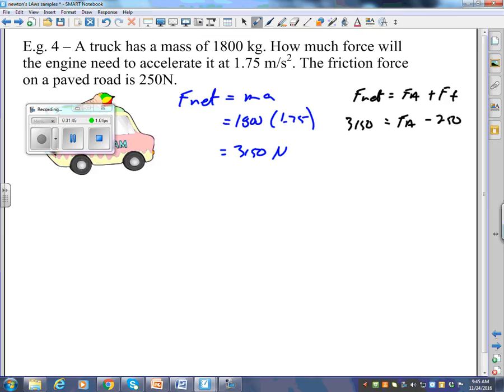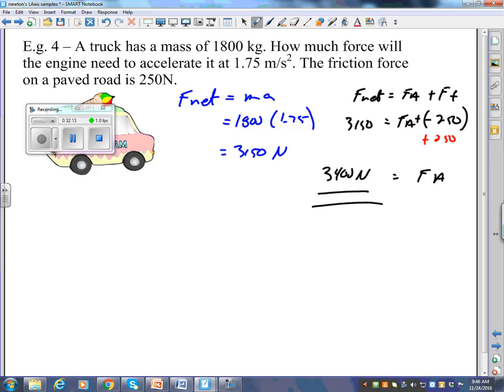And how do we get rid of minus 250? It's not a double negative. Really what it is is FA plus minus 250. All right, so you're going to add 250 to both sides, and your applied force is going to be 3,400 newtons. Easy, Riley.